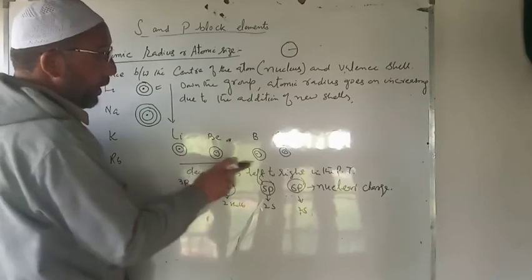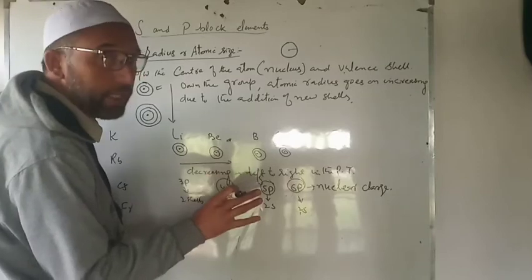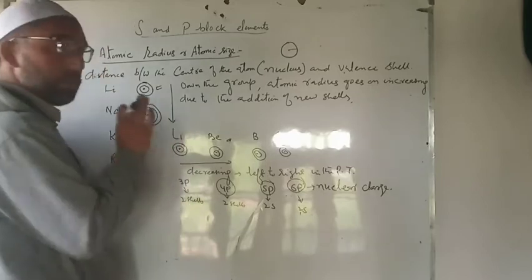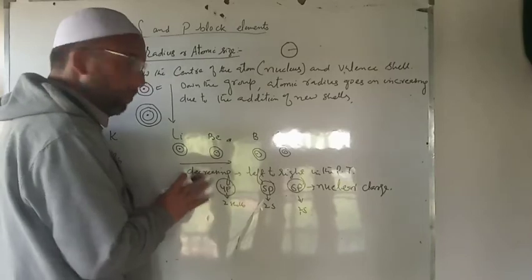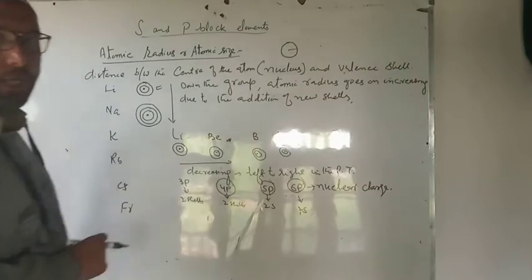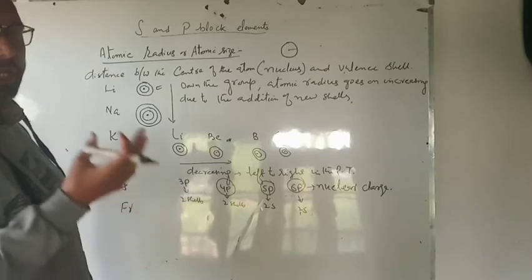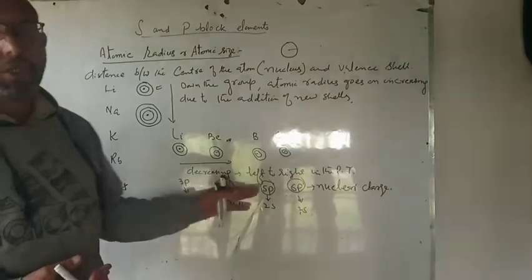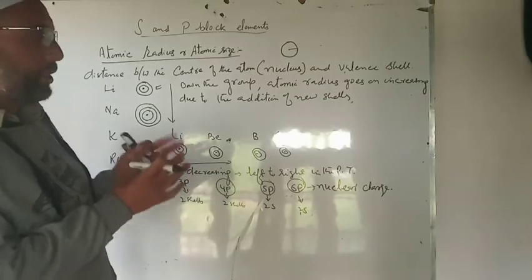So the shells in carbon are attracted more strongly than in boron. That means carbon will be smaller in size than boron. Boron will be smaller in size than beryllium. Beryllium will be smaller in size than lithium. So it is nuclear charge which is responsible for the decrease in size from left to right along a period. Or when we move from S block elements to P block elements along a particular period, the size goes on decreasing. It is because the number of shells remains constant, but the nuclear charge increases. This increase in nuclear charge leads to a decrease in size.